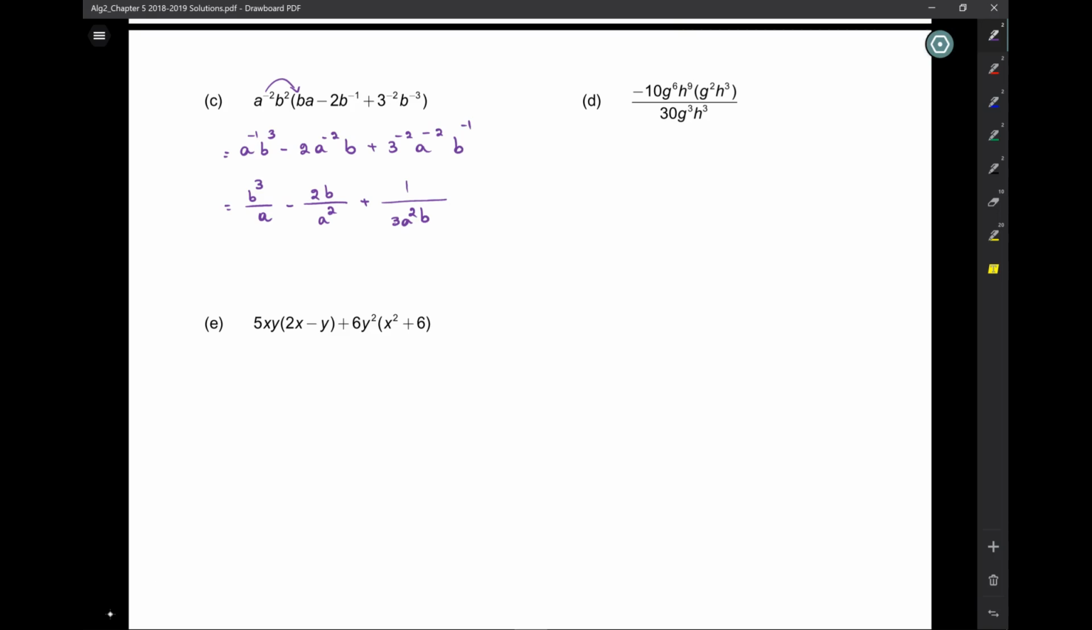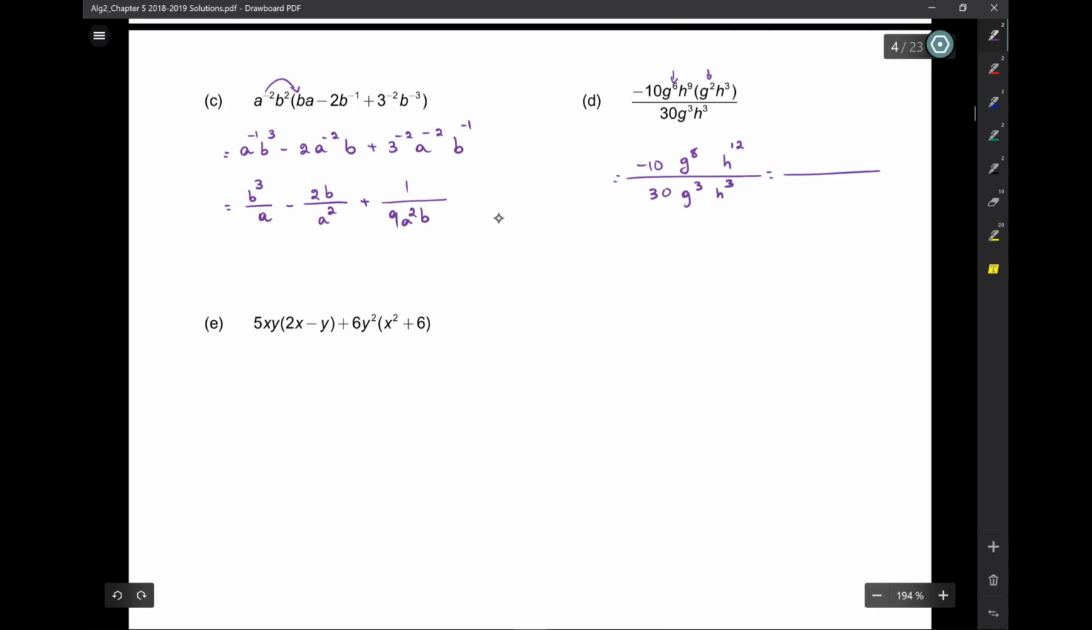Okay, what about this one? I have G's and H's everywhere. You can either do the whole thing at once or do the top first and then combine with the bottom. Here, this is a 9. Okay? All right, so let's do this. Let's just do the numerator first. You have negative 10. G to the 6, G to the 2 is how much? G to the 8, H to the 12, over 30 G cubed H cubed.